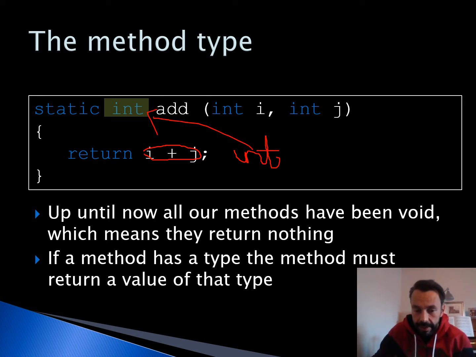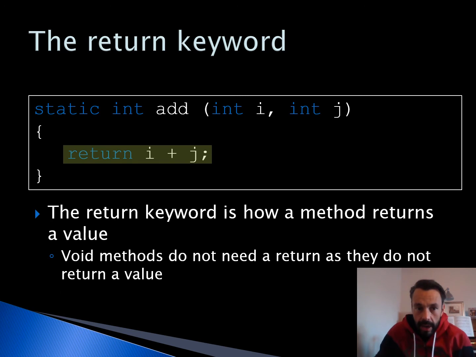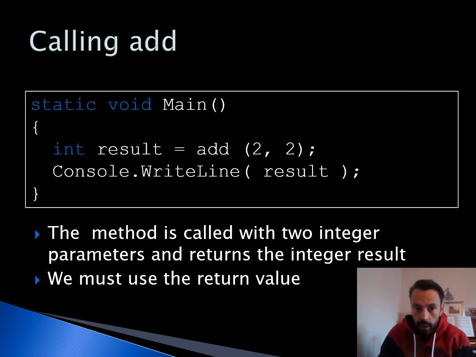Okay, so the return keyword is how a method returns a value. Void methods don't need to return, as they don't return a value. So we're returning that to there, as sort of discussed. Brilliant. Okay, so calling add. So this is our main procedure, main method, main function. You notice that the main is void, so it doesn't return anything.